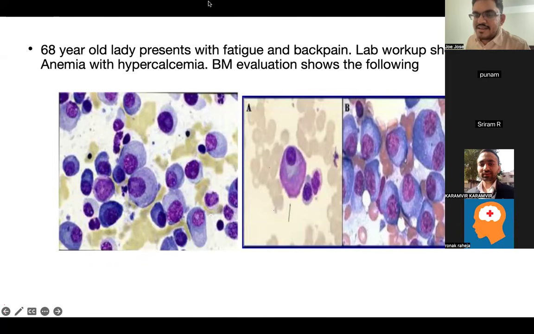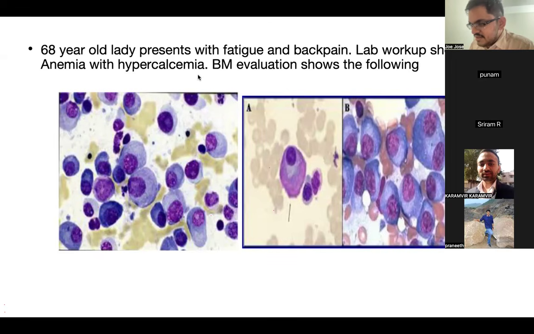What are the causes of increased serum creatinine in myeloma? One is the deposition of light chain in the kidney. That is just one cause. Then amyloidosis can also be an accompanying factor with myeloma. Hypercalcemia itself can cause renal failure. So: light chain cast nephropathy, amyloidosis, hypercalcemia.